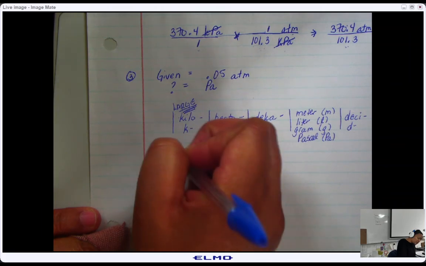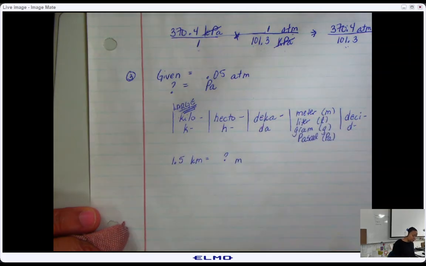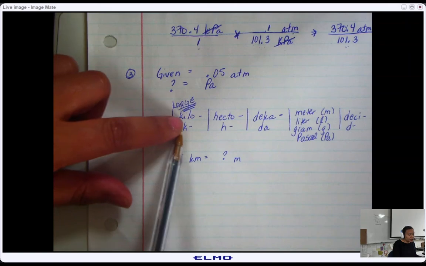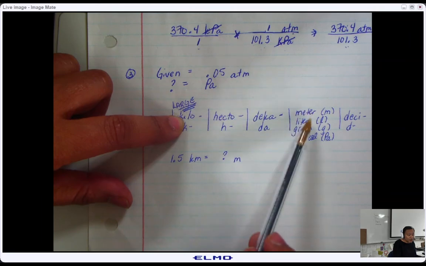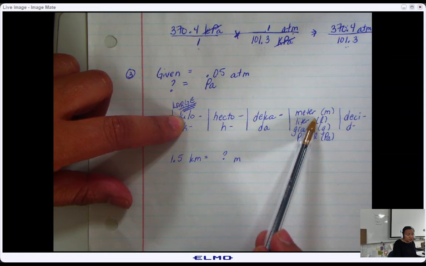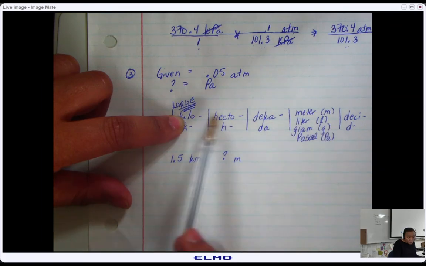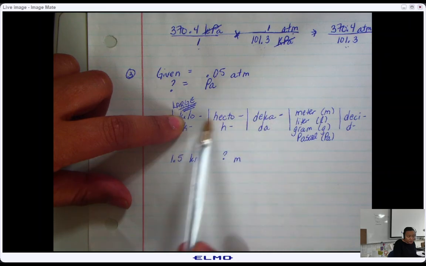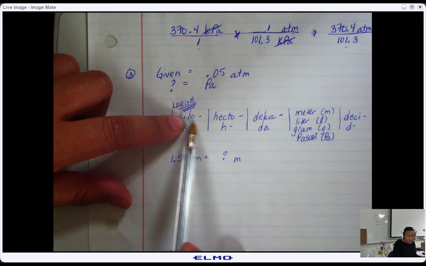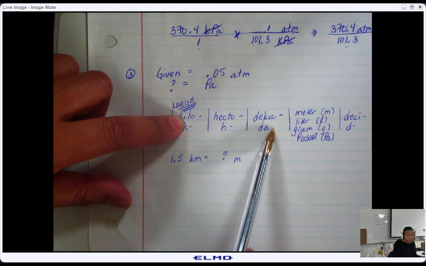Okay, so for example, if I had 1.5 kilometers, and I want to know how many meters this is. If I had 1.5 kilometers, and I wanted to convert kilometers to meters, the way that I would do this is, to get from kilometers, that's where I'm starting, that's my given, to meters, I have to move to the right on this chart. How many spaces do I need to move over to get from kilometers to meters? How many? 3. Good.